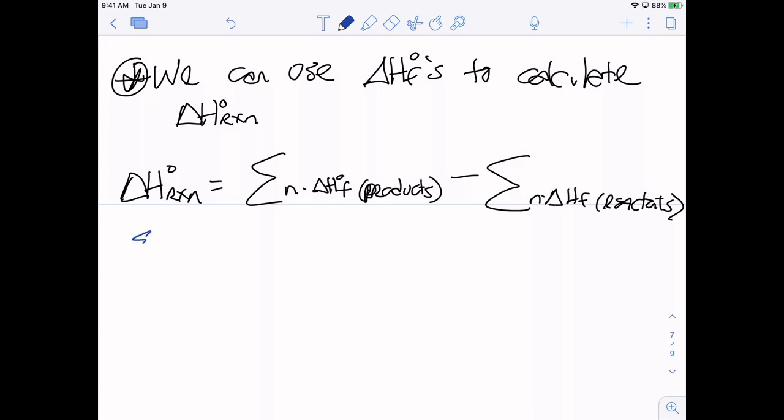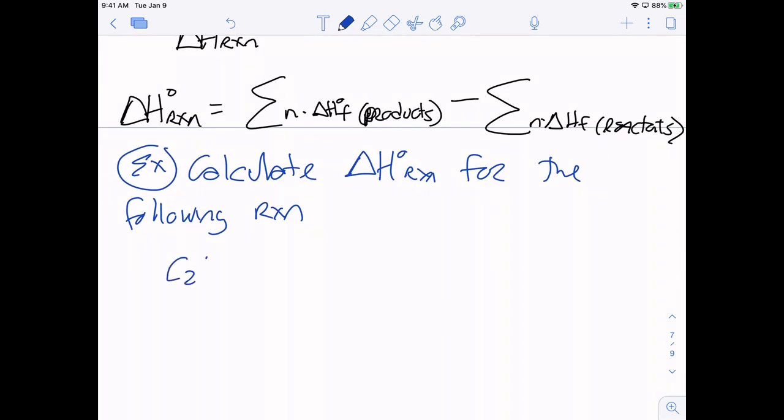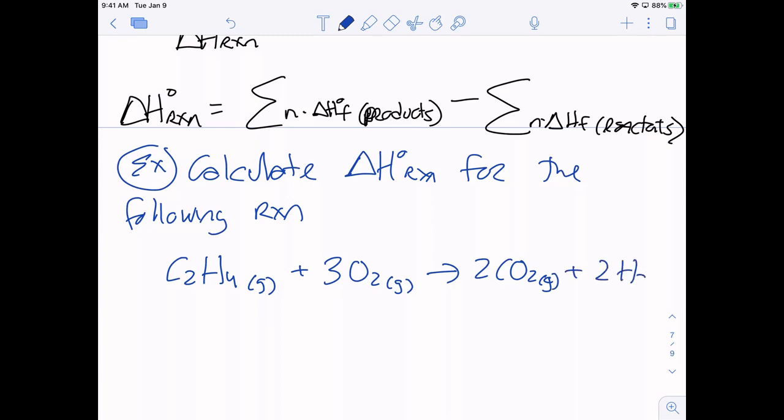An example for us, we're going to calculate the enthalpy change for the following reaction. So I have C2H4, which is ethylene, and that's a gas, and we're reacting it with 3 oxygen, also a gas, to produce 2 carbon dioxide gases, plus 2 water gas. So a combustion reaction for us.